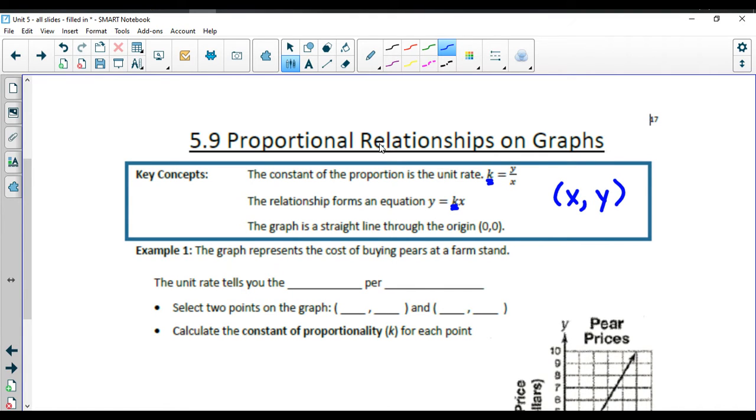And the other thing that we need to know is when we put a proportional relationship on a graph, it has to have two items. It has to be a straight line and it has to go through the origin.